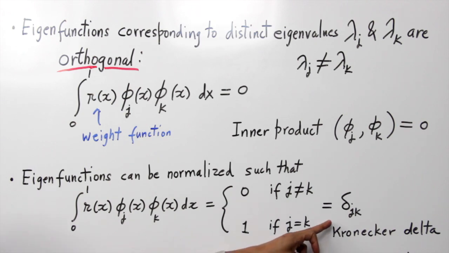And so then we can use a shorthand for this using this notation delta jk, which is a Kronecker delta. And that symbol just abbreviates this form that we have written here, that when j is not equal to k, then we have 0. And when j is equal to k, we have 1.